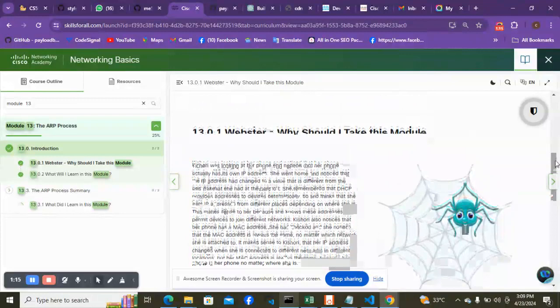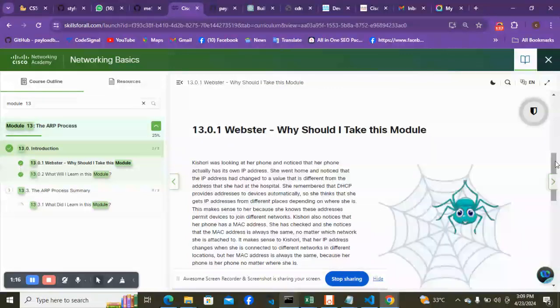Kisori was looking at her phone and noticed that her phone actually has its own IP address. So she went home and noticed that the IP address had changed to a value that is different from the address that she had at the hospital. She remembered that DHCP provides addresses to devices automatically. So she thinks that she gets IP addresses from different places depending on where she is. This makes sense to her because she knows these addresses permit devices to join different networks.